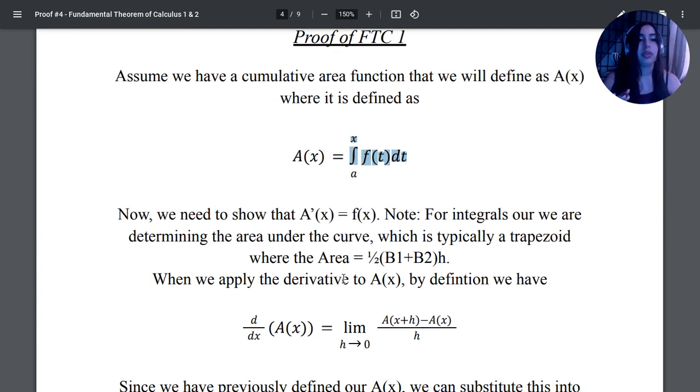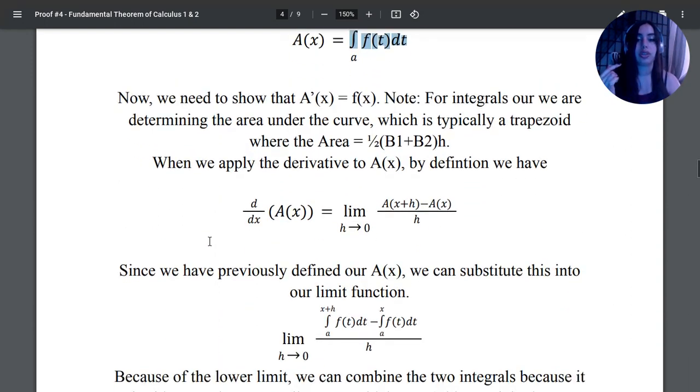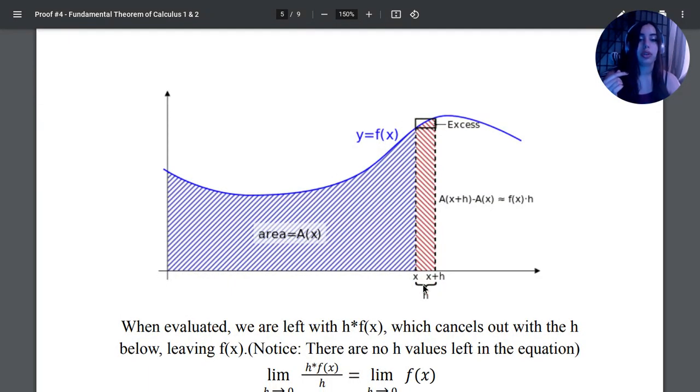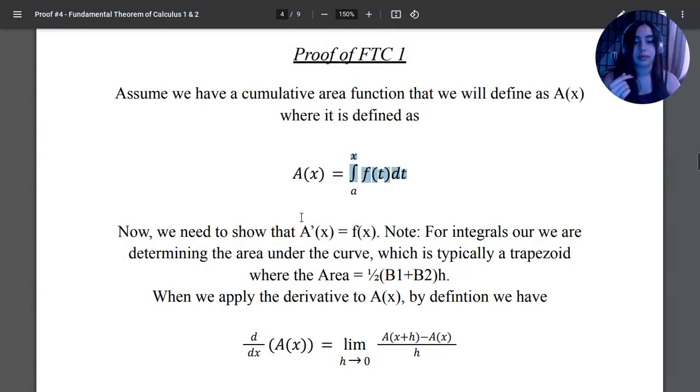Now, note that we need to show that A prime of x is equal to f of x. And for integrals, like I stated, we're trying to find the area under the curve. And typically how we do that is we use a trapezoid function. I can show you a little bit of the graph over here where it's a trapezoidal area where they break it up into sections and use that. And the area would be equal to 1/2 (b1 plus b2) times h.